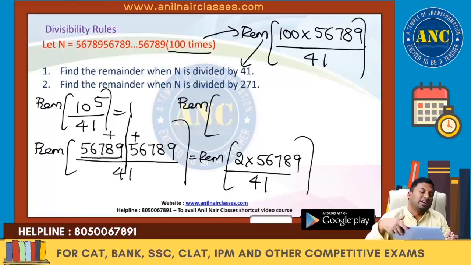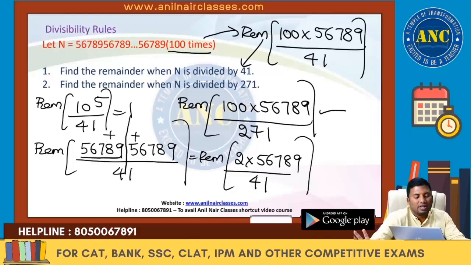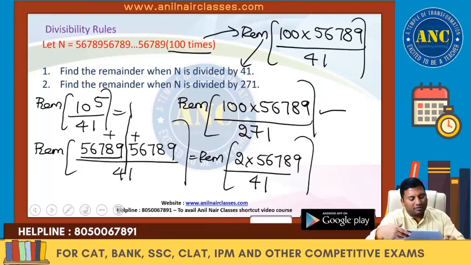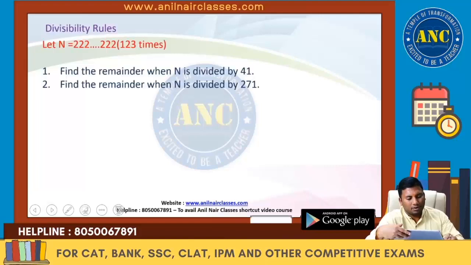5, 6, 7, 8, 9 written 2 times is 2 into 5, 6, 7, 8, 9. If it is written 100 times, the answer will be 100 into 5, 6, 7, 8, 9 divided by 271. Idea perfectly clear, right? Written 2 times is 2 into 5, 6, 7, 8, 9; written 100 times is 100 into 5, 6, 7, 8, 9. A little bit of advanced level questions. Next one.